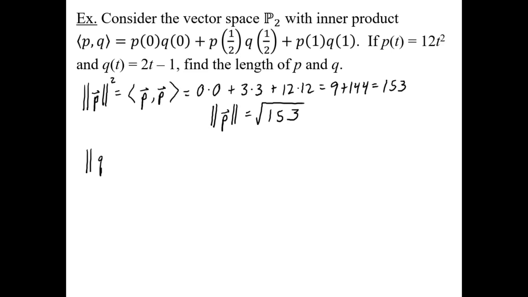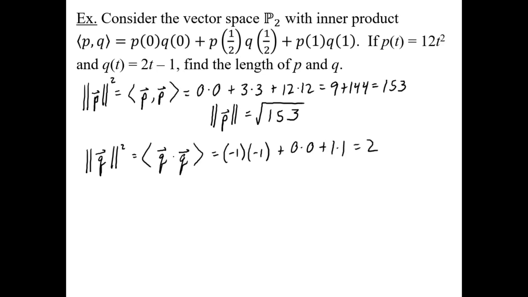The magnitude of Q squared, and I think we did this one earlier, but let's just do it again to be safe. We get Q dot Q. So when I evaluate Q at 0, I get -1. When I plug in 1/2, I get 0. And when I plug in 1, I get 1. So I'm getting 2. So that means that the magnitude of Q is the square root of 2. There we go. So there's the lengths of our two vectors.